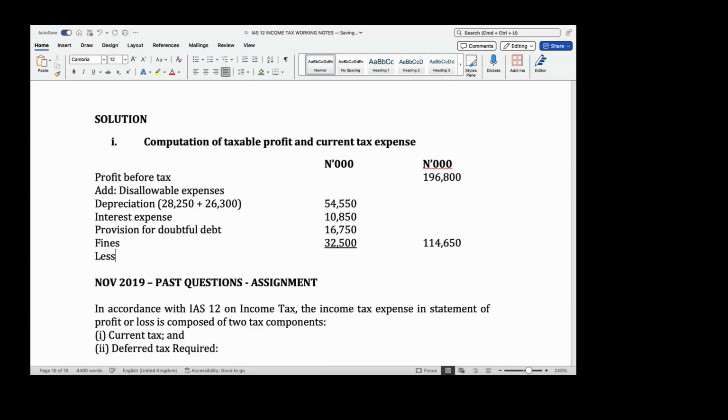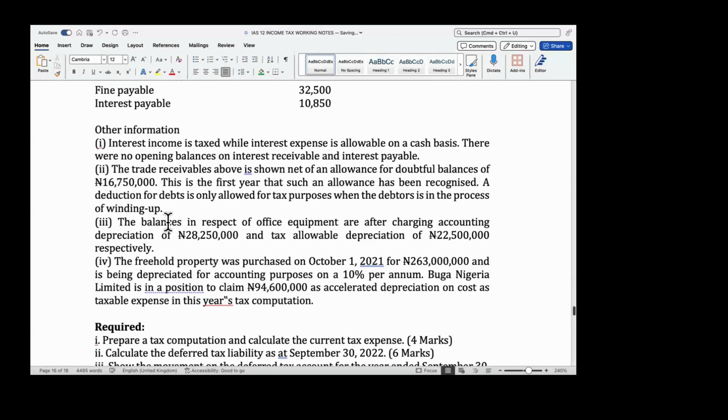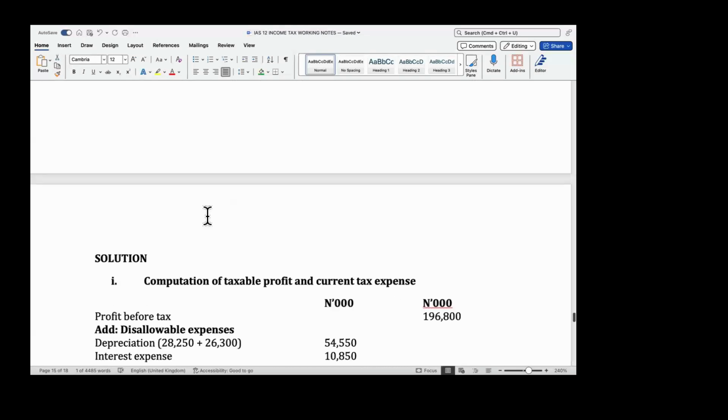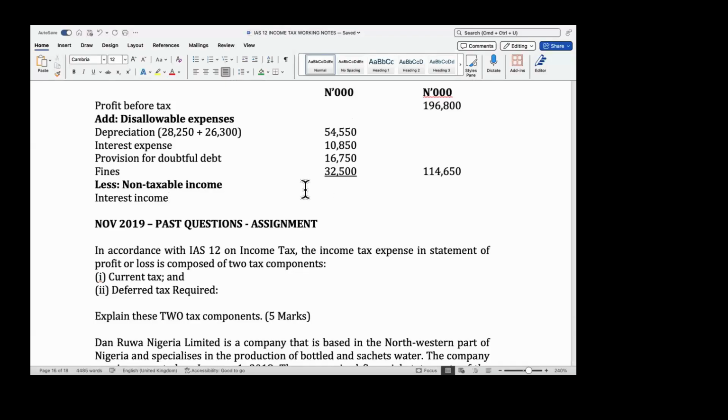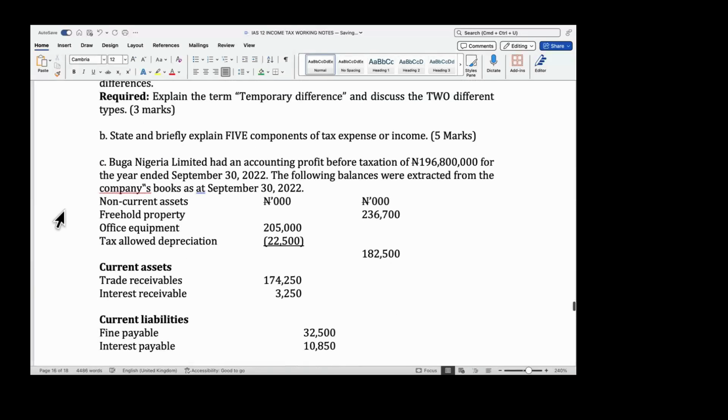Now we are going to deduct exempt income or non-taxable income. What non-taxable income do we have? First, I recall we have an interest income that is not taxed now, but will be taxed on a cash basis. That is 3,250. That's the only non-taxable income.